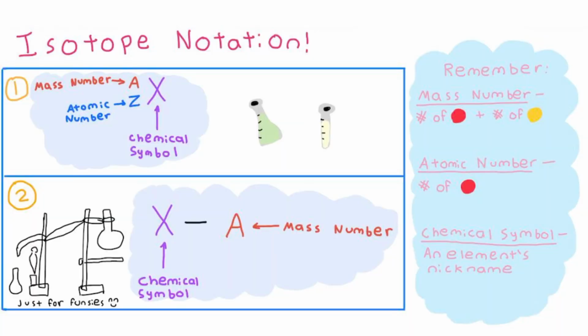This first form of isotope notation is called standard nuclear notation, where you'll write both the isotope's mass number and the atomic number, followed by the chemical symbol. The second form is called hyphen notation, where you write the chemical symbol followed by a hyphen and then the mass number.